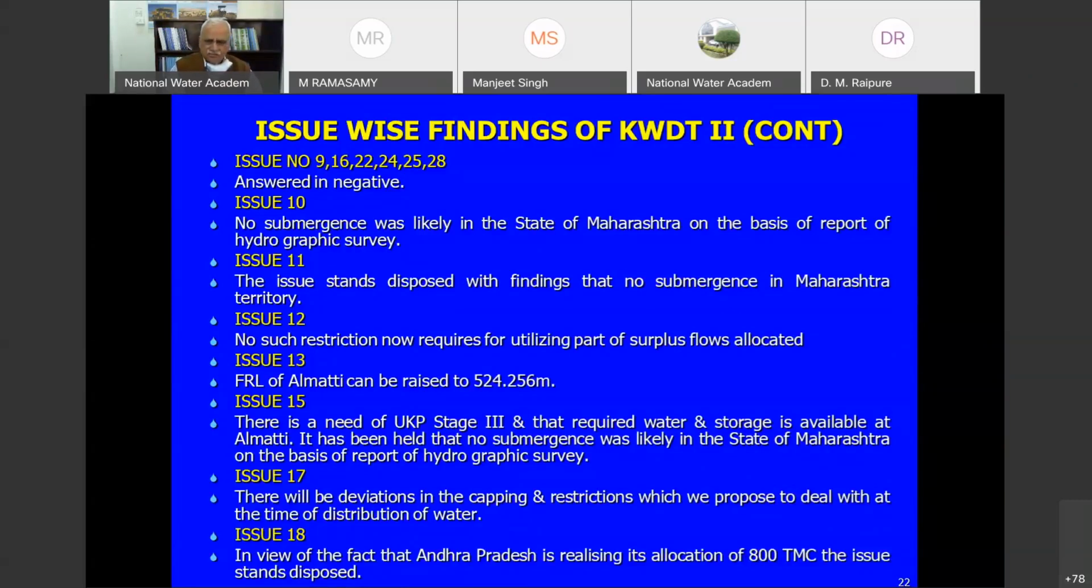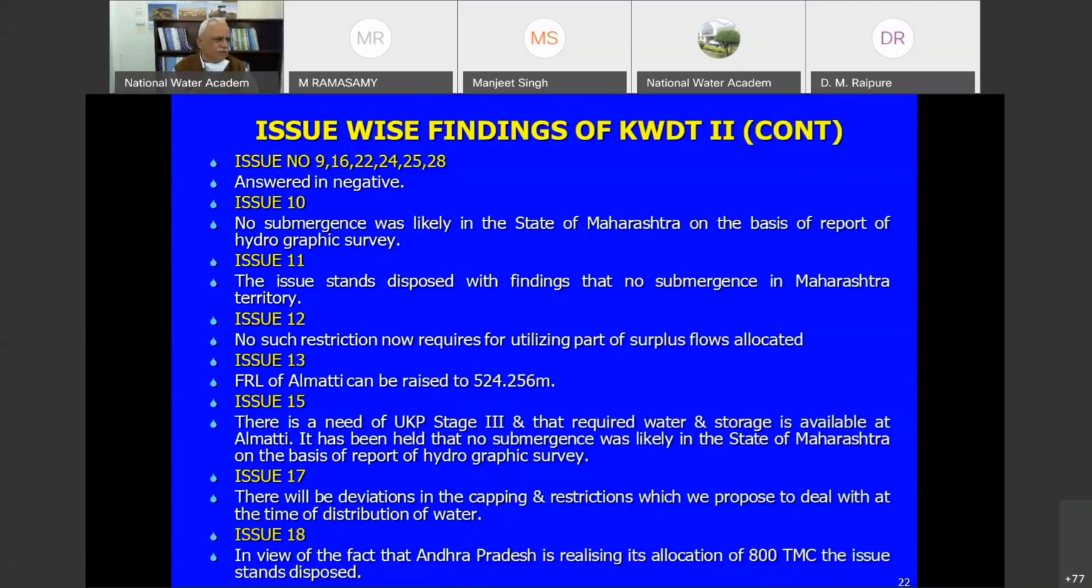So for a layman, when the level of the Almatti is permitted to 524 or even for that matter 519.6, there will be water above 518 in the river, and that causes the submergence in the territory of Maharashtra. With 524.256, the submergence is larger. If you look at the Hippargi FRL, it is 524.87, I think, or 81. So that will also cause the submergence.